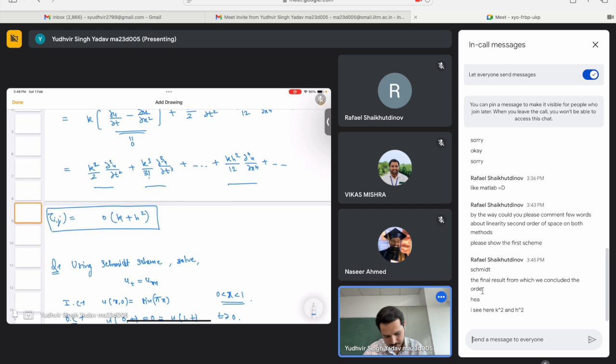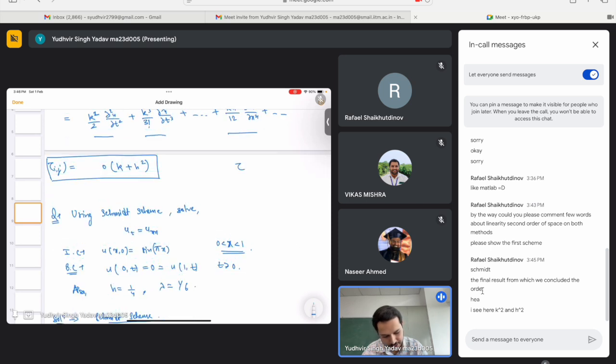Or, if we have truncation error, say tau ij, then the order will be 1 by k times of that. So either you take k common or divide the whole last term by k, then that will be the order of your scheme. Is it fine?